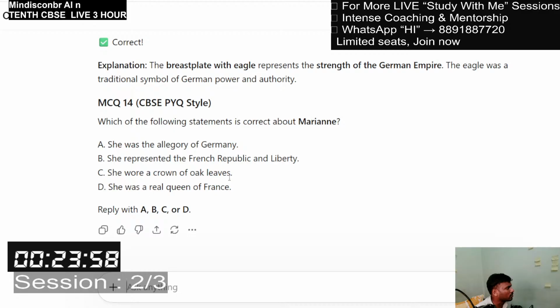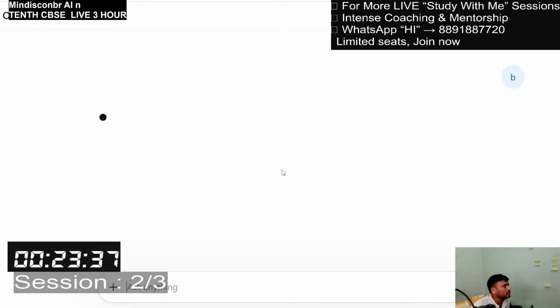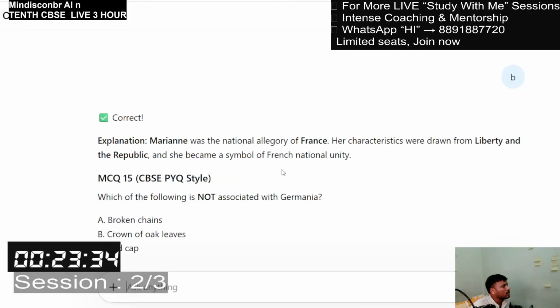She wore a crown of oak leaves. She was a real queen of France. No, she was not a real queen. She wore a crown of oak leaves. No, oak leaves were worn by Germania. She represented the French Republic and liberty. Yes. Explanation. Marianne was the national allegory of France. Her characteristics were drawn from liberty and republic, and she became a symbol of French national unity.